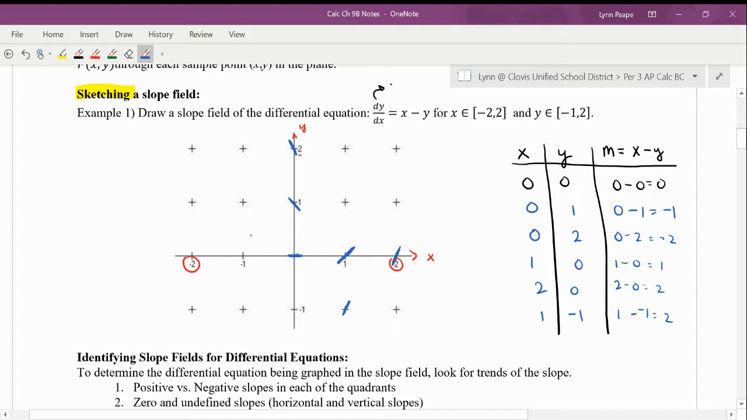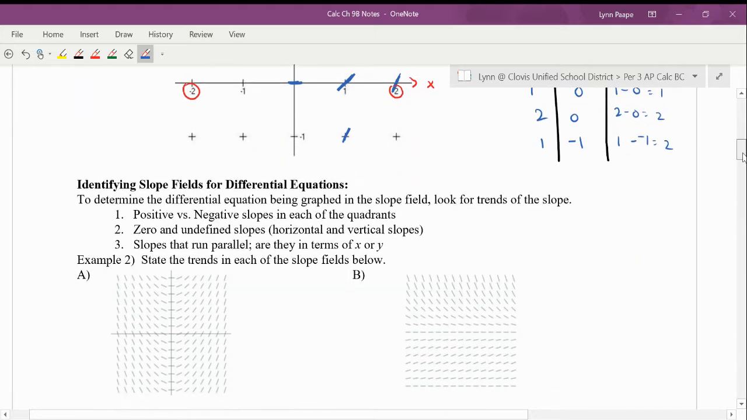Okay, so we're not going to graph all of them, right? But we would do that. And so when we have all of those tangent line slopes graphed, we would get a bunch of short little line segments, all of which would represent that differential equation's slope field.